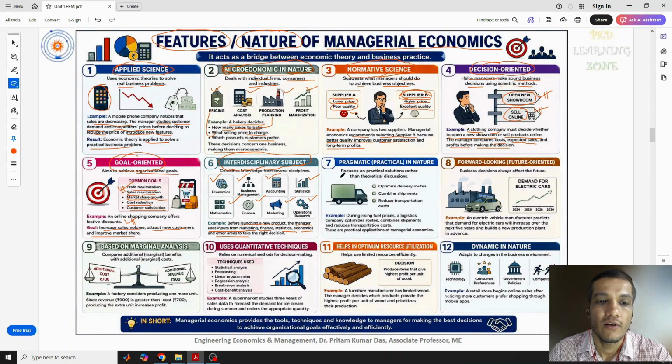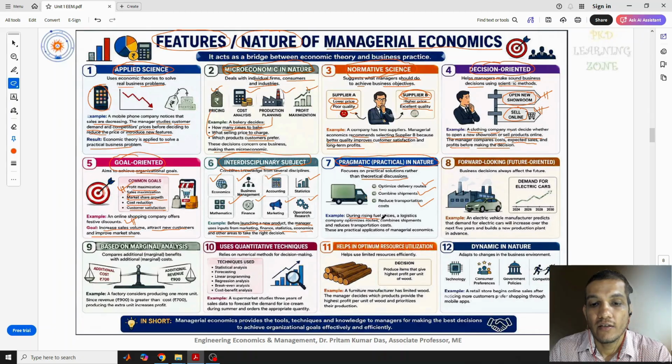So these are also major roles or nature of managerial economics. The next one is practical or pragmatic in nature. It will focus on practical solutions rather than theoretical discussions. We always need to think practically. That means it optimizes the delivery routes, which routes it will be delivered, and combines shipments to reduce the transportation cost. If you plan properly, then we can reduce the transportation cost by combining multiple products, or you can plan some other areas where you can save money.